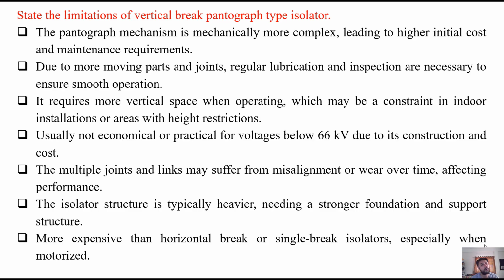Usually not economical or practical for voltages below 66 kV due to its construction and cost. The multiple joints and links may suffer from misalignment or wear over time, affecting its performance. The isolator structure is typically heavier, needing a stronger foundation and support structure. More expensive than horizontal break or single break isolators, especially when motorized. So these are several disadvantages of vertical brake pantograph type isolators.